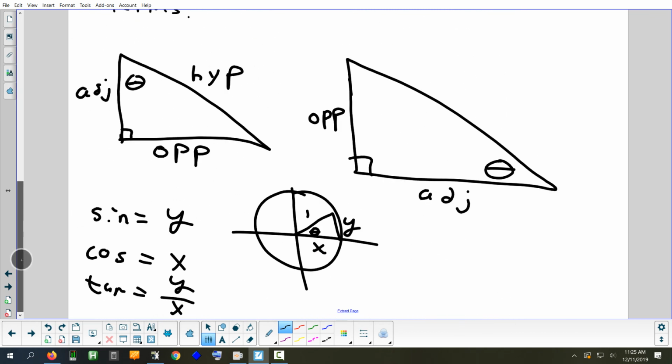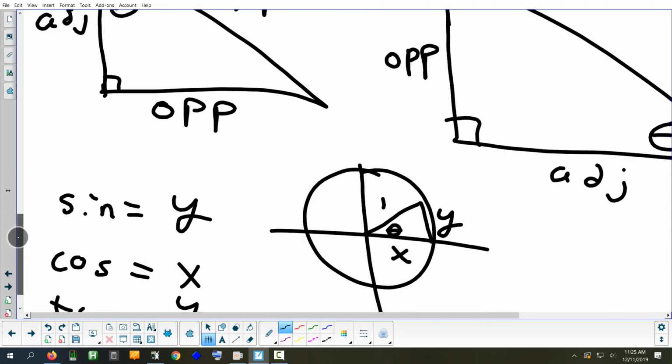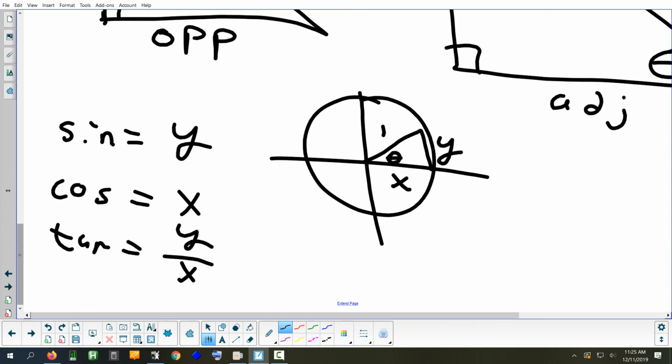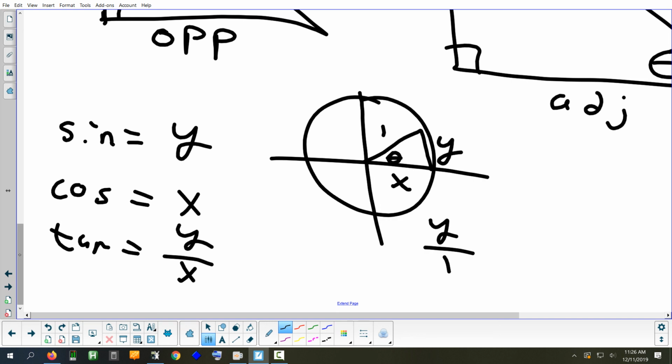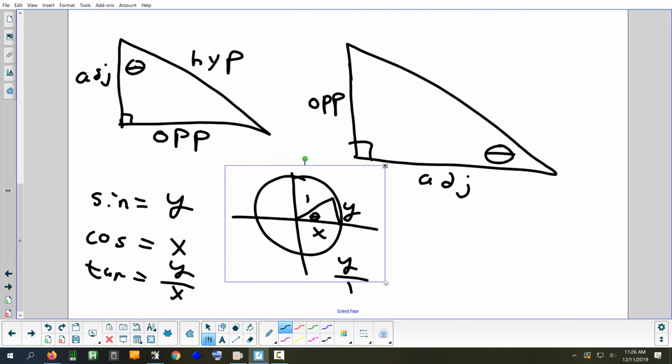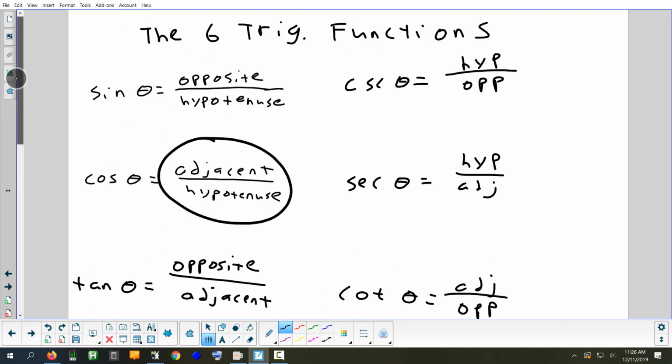Sine is opposite over hypotenuse. Looking at my diagram, what side is opposite theta? Y over, what's the hypotenuse? 1. And y divided by 1 is y. Cosine is adjacent over hypotenuse. X over the hypotenuse is 1, and that's how you get x. Tangent, opposite over adjacent. Y over x. So all the definitions we did from unit circle trig really just are these definitions. Same thing.